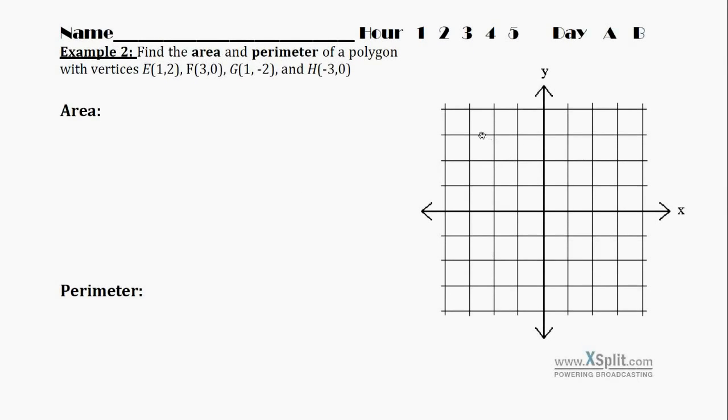So once again, I'm going to start by plotting the points. 1, 2 is going to be located right there. The point 3, 0 is right there. The point 1, negative 2 right there. And the point negative 3, 0 right here. We can connect the dots as well, just like we did last time.